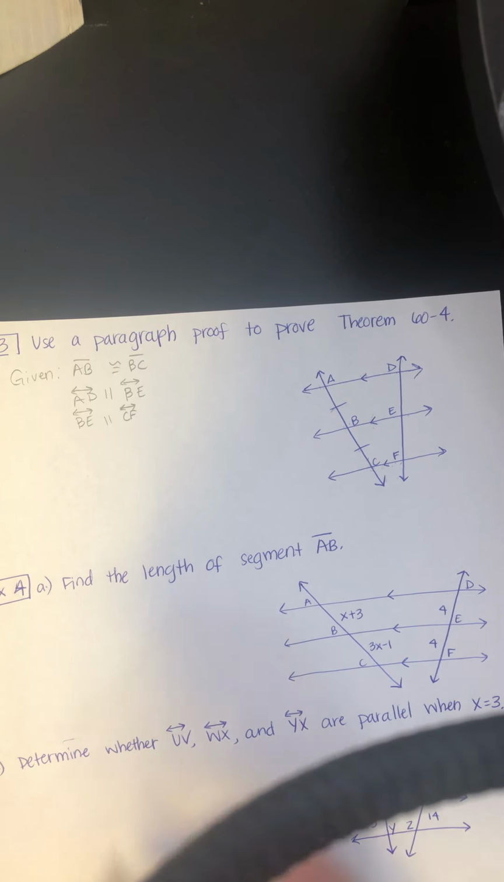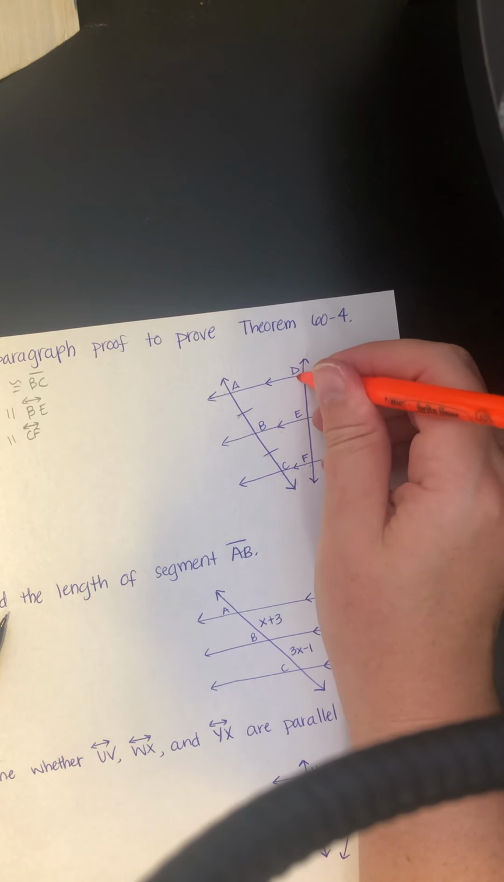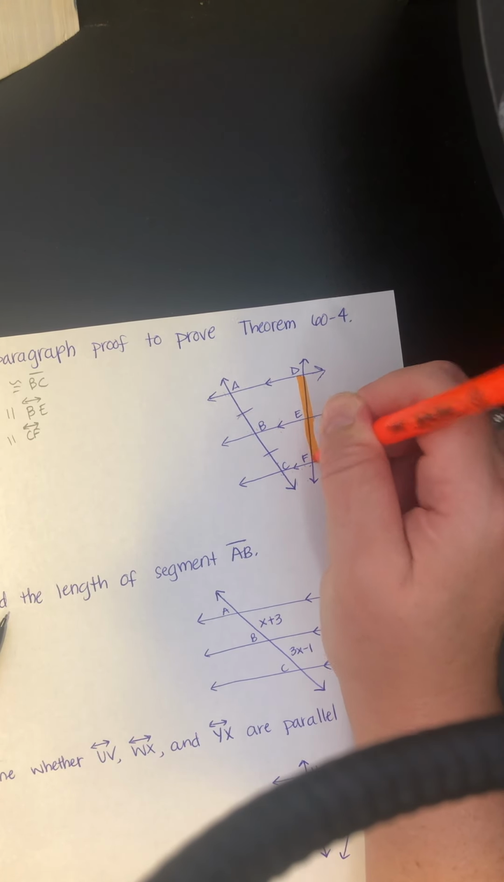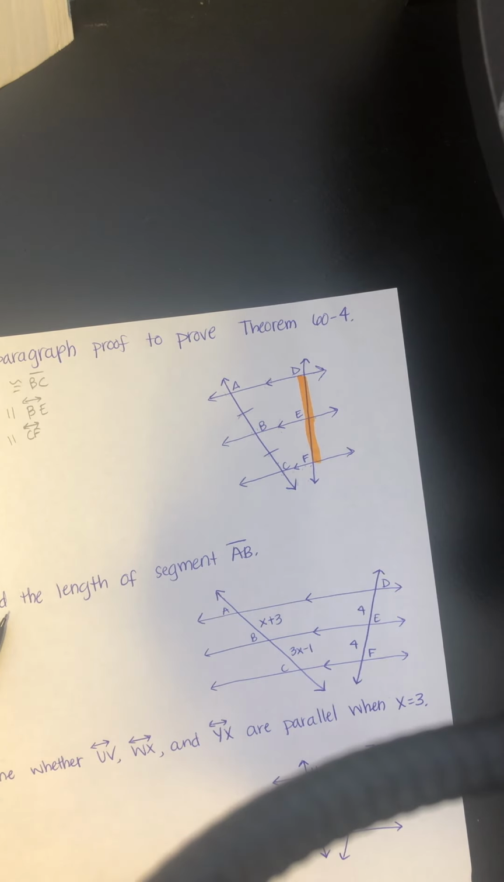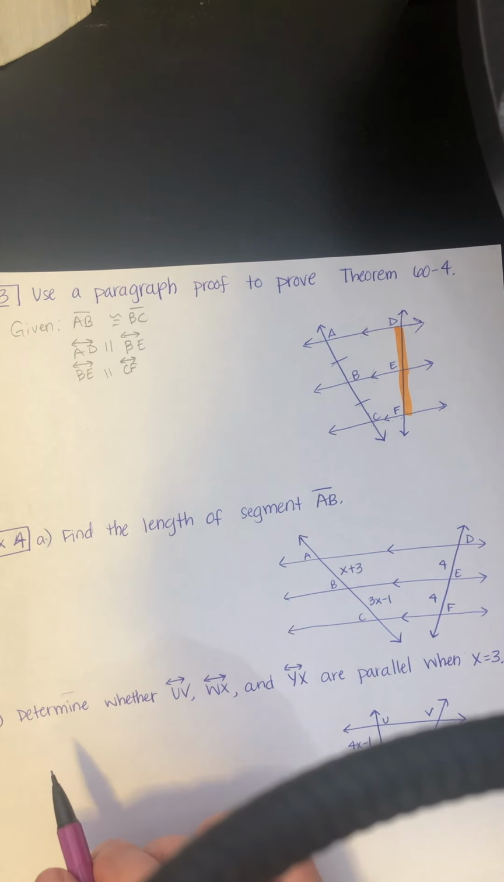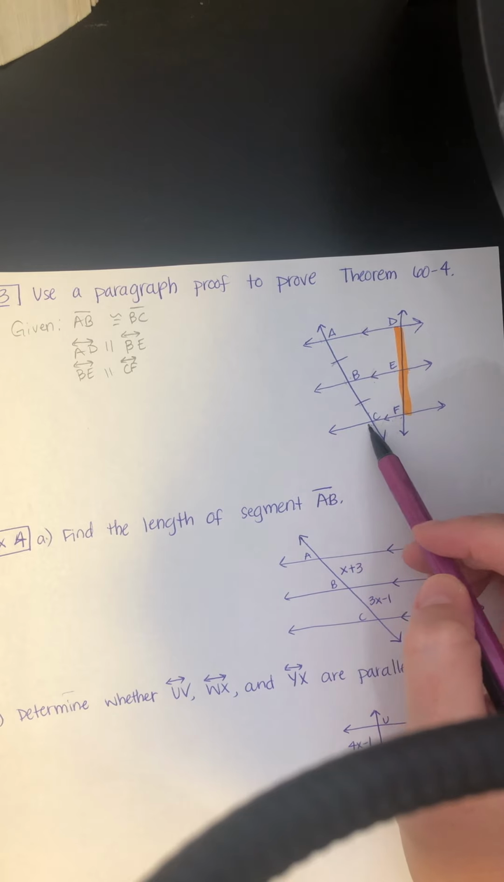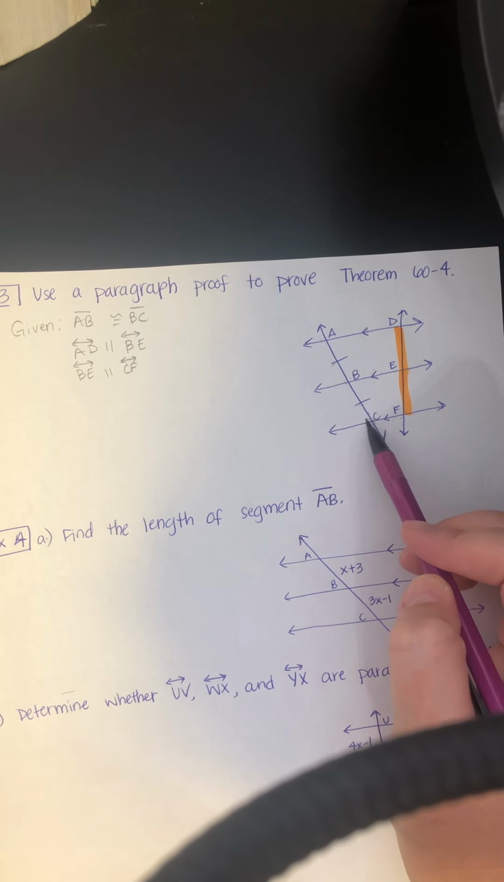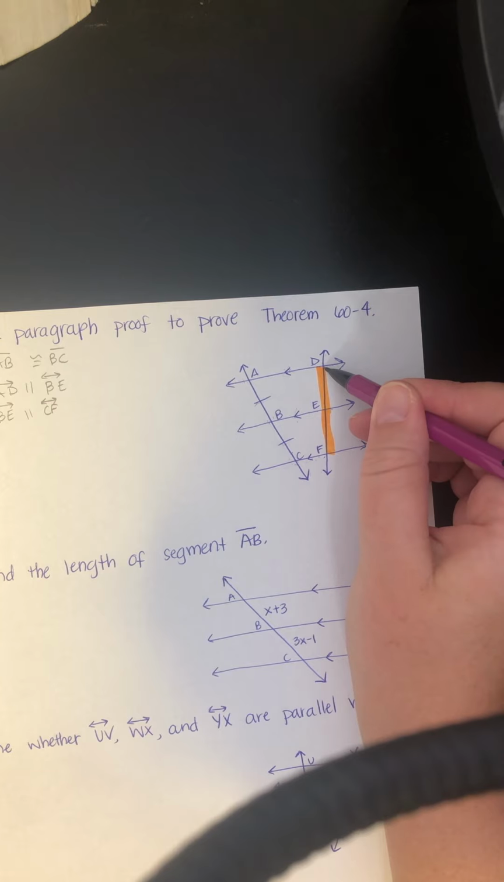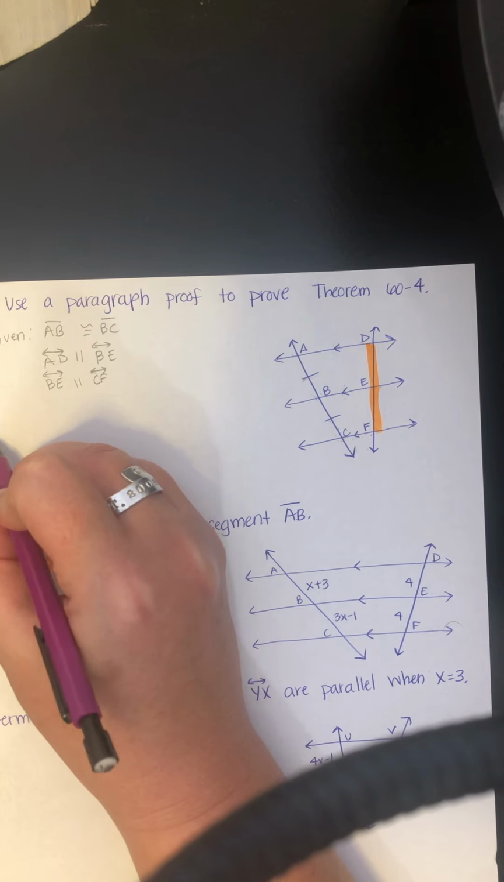We need to prove that segment, this guy right here, DE and EF are congruent. Okay? So let's see how we can prove that using theorem 60-3 and 60-4. In theorem 60-3, we know that if we can write a proportion, so AB over BC, then DE over EF equals that. Okay? So here's our proof.